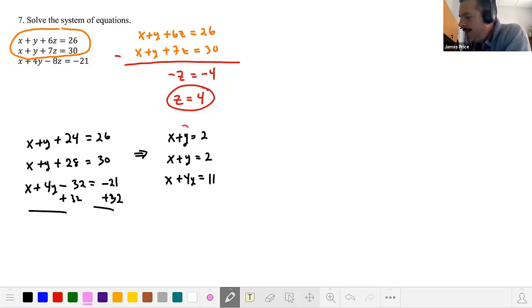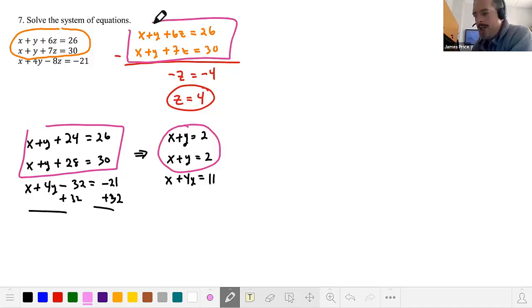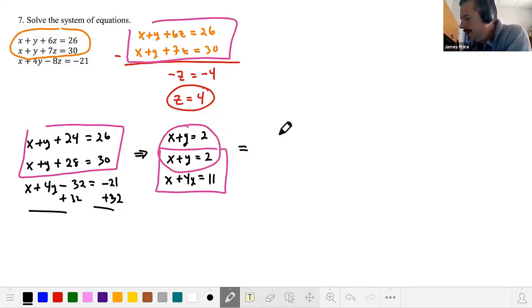So notice these two are exactly the same. And that will always happen if you use two equations like we did up here to simplify. So you've got a redundancy in information. So you just pick one. We'll take these two along with the third that we didn't use. And now we have a new system of equations just involving x's and y's. So x plus y is equal to 2 and x plus 4y is equal to 11.